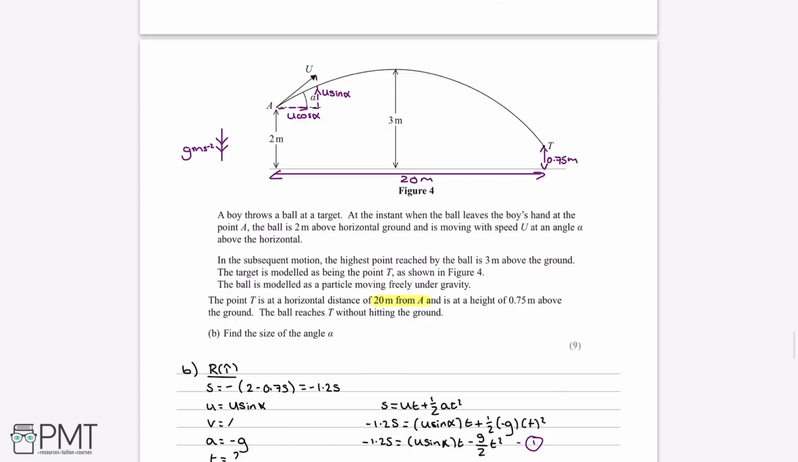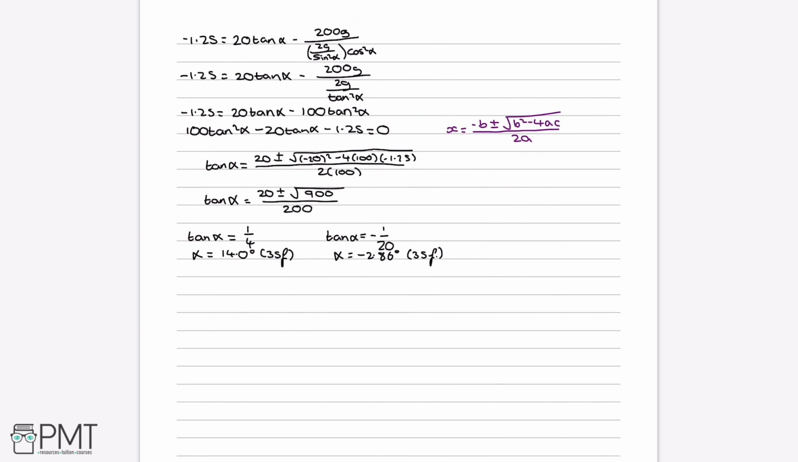And so we can say, if we go back to our values of alpha, that we can discard minus 2.86 degrees as an answer, because that wouldn't make sense, and adding 180 degrees on still wouldn't make sense. And so we can conclude that the answer to our question is that alpha is equal to 14.0 degrees to three significant figures. And this question is worth 9 marks.